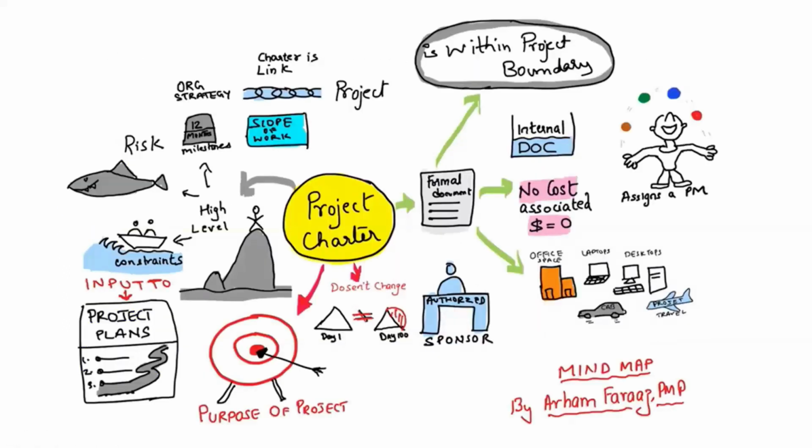So this is a simple mind map on the project charter. The project charter talks at a high level about all those things. It links with the organization strategy, is the input to the project plans, and gives you the purpose of the project. It is authorized by the sponsor. Nothing changes in the project charter directly; you have to go through a change request. It is a formal, internal document that sets the boundaries of the project, with no cost associated with building this document. It also authorizes resources like office space, laptops, desktops, travel, all those things. And it assigns a PM to deliver the project. That's the mind map on developing the project charter.